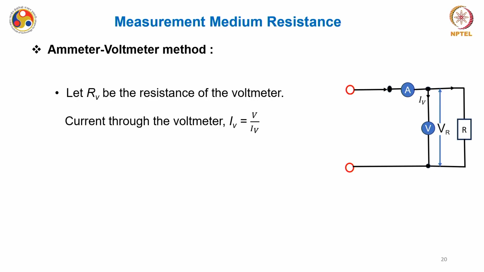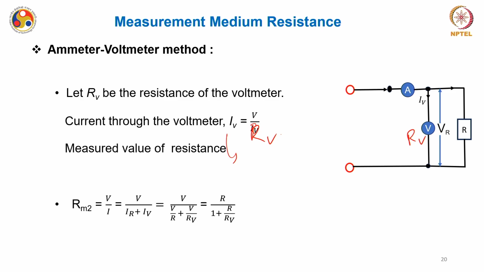Say let RV be the resistance of the voltmeter. Now, the current which is drawn by this voltmeter is IV equal to V by RV, where RV is the resistance of the voltmeter, and we know that resistances of voltmeters are usually very high. So RV is a very high value, which means that the current drawn by the voltmeter is very low, okay.